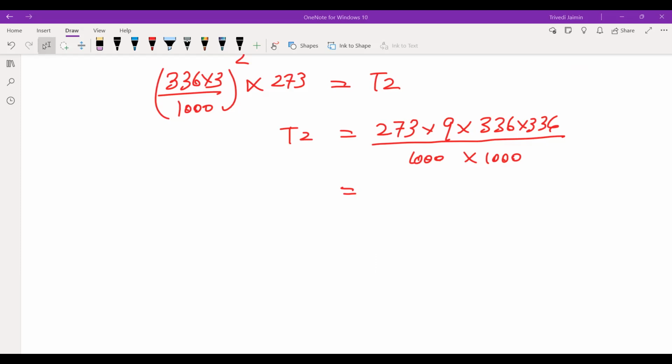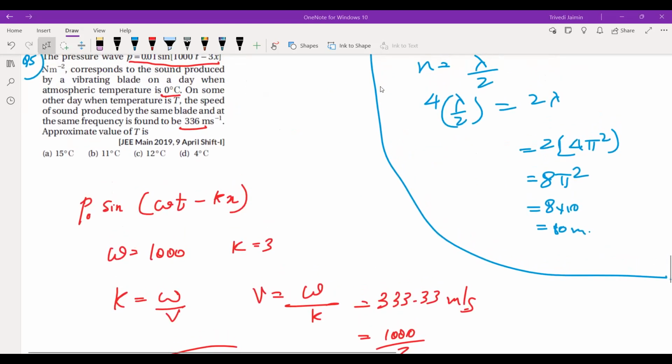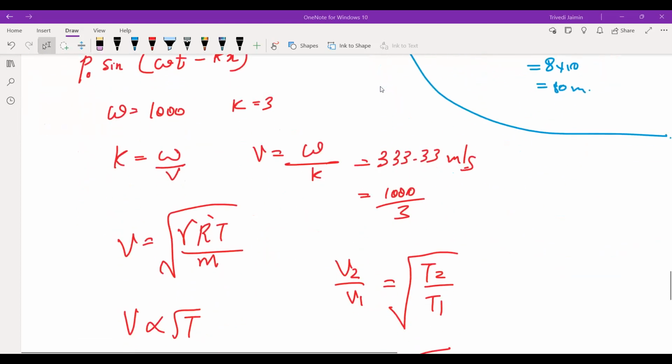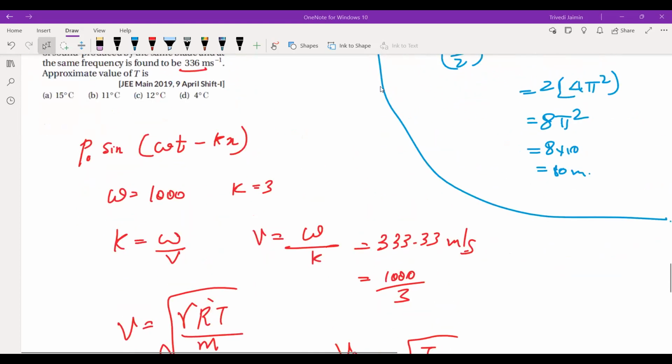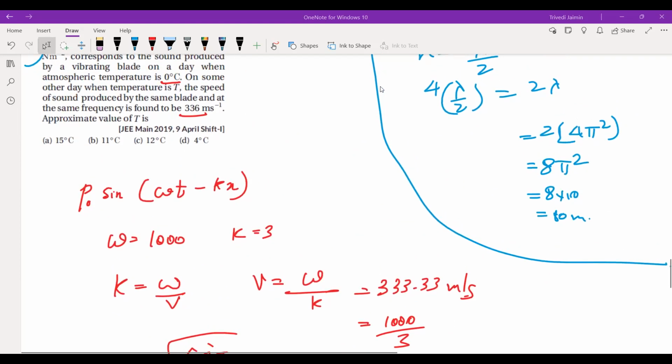So once again, show the options. Options, just a second. Yeah. 15, 11, 12, and 4. Are we getting out of this? Our calculation is wrong. So the value is around 270.41. Are we getting 2?